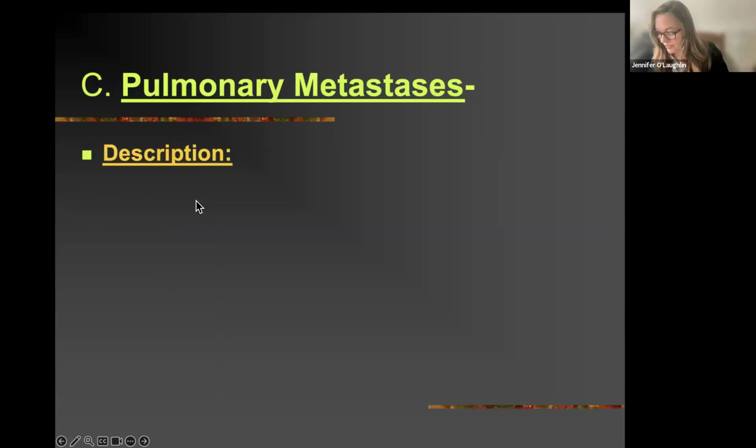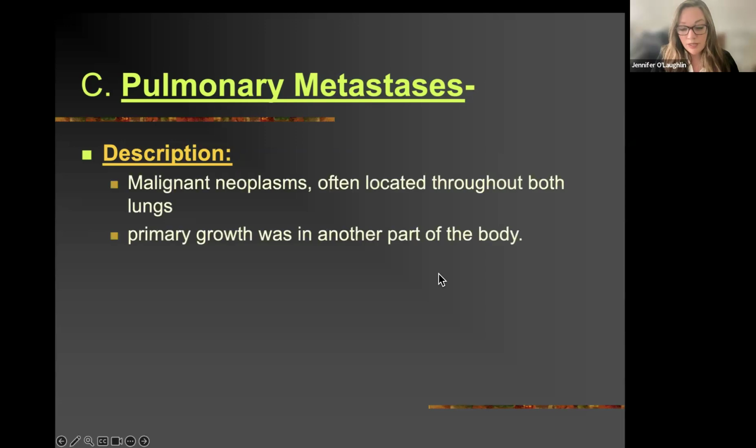Okay, and then the last one is pulmonary metastases. And again, when you have a metastatic disease, that means it's come from some other area and transferred to a new area, and that's what we call a metastases. So some malignant tumor has traveled either from another place in the lungs or has come from a whole other place in the body and then traveled and started new tumors within the lungs.